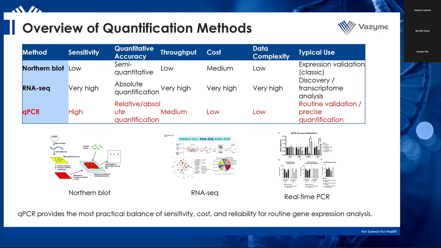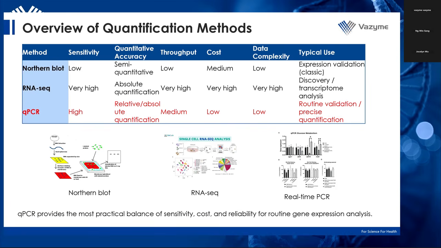Next we have RNA-seq. RNA-seq is RNA sequencing. It is basically the same as DNA sequencing, except we convert the RNA into cDNA. And lastly, we have the qPCR method. This is the method that we'll be focusing on today.